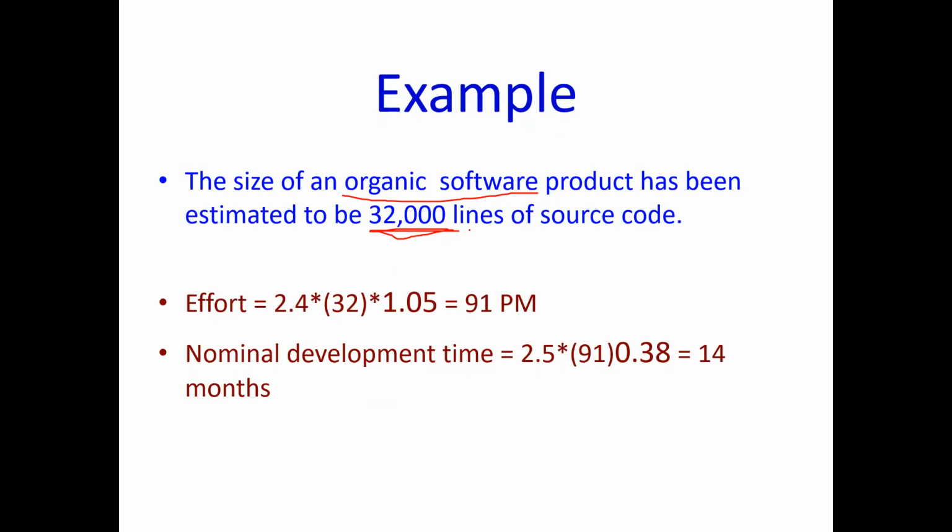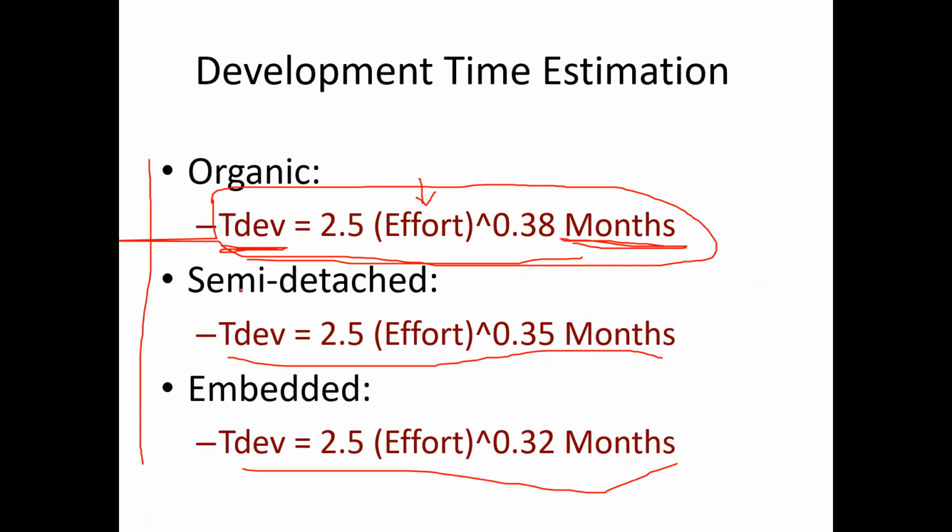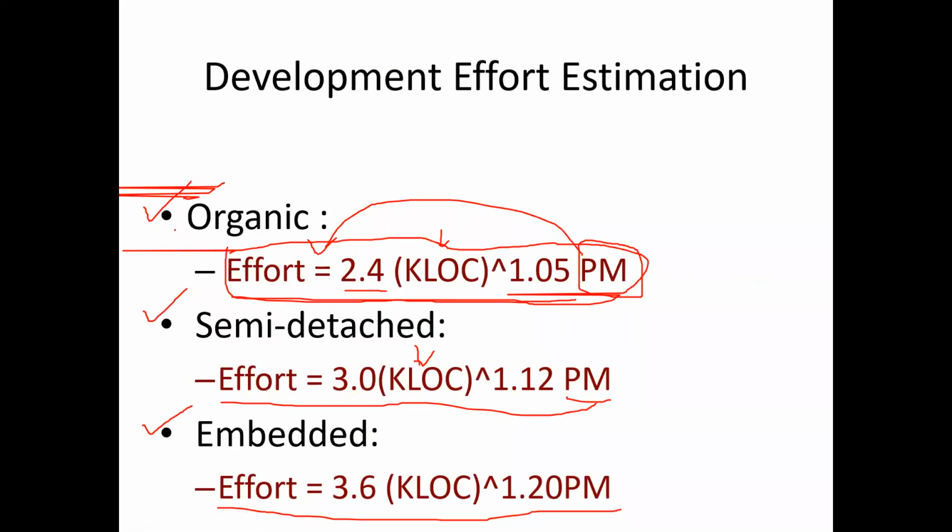Fine, everyone, fine this particular thing? Tell me, any problem, please tell me. Is the thing okay? Yes, sir. 32,000 lines of code means 32 KLOC. That 32 KLOC comes here. And we are giving the effort formula. Please try to understand. This is the formula for organic type. So now see the formula. Effort equals 2.4 into KLOC, that is the value 32, to the power 1.05 PM.